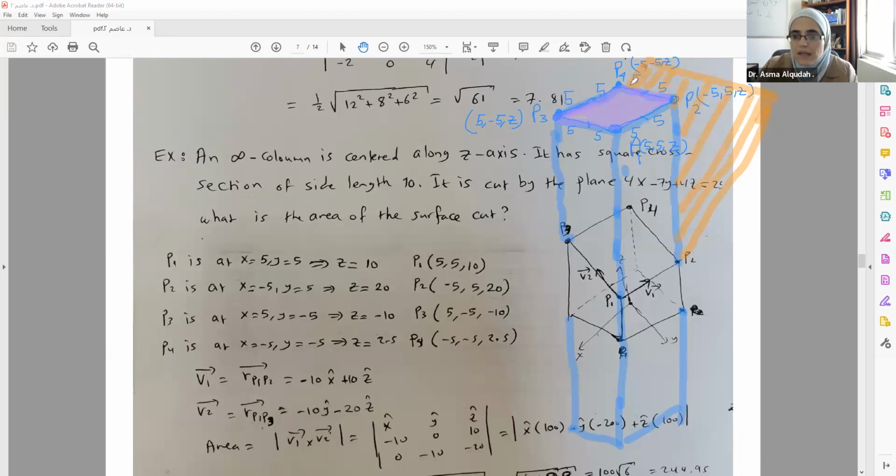at a slant, okay? This plane came from behind the column and cut the column, and it came out of the column from the other side. Okay? So this is the plane from the back and the front of the column.